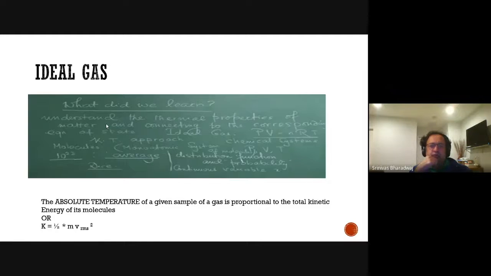So understand the thermal properties of matter and connect that to the corresponding equation of state, that is PV equals nRT, right? So now there is a certain amount of, we all have heard of this, 6.023 times 10 to the power of 23, Avogadro's number, the number of molecules in a mole, right?